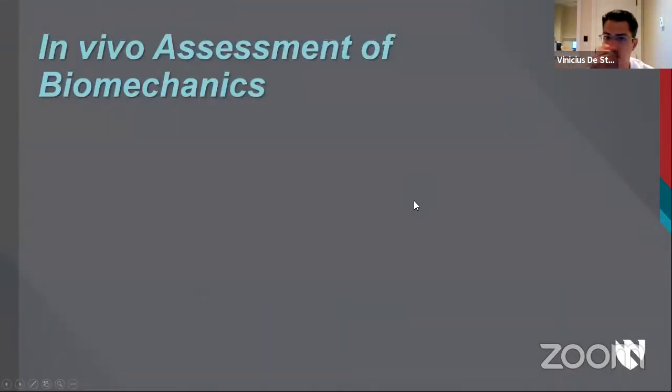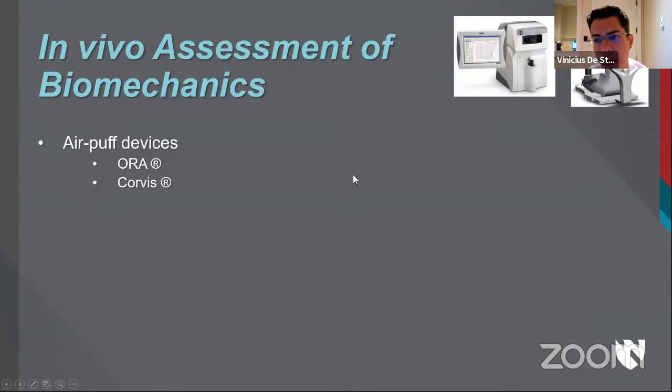And then finally, when we talk about in vivo assessment of biomechanics, we all have the air-puff devices. This is the Ocular Response Analyzer and this is the Corvis. We learned a lot from them, but they are air puffs, so they're causing a big disturbance in the cornea to try to see how it responds. And especially with the Corvis, we have lots of variables that we can analyze, and they give a lot of insight in many cases.